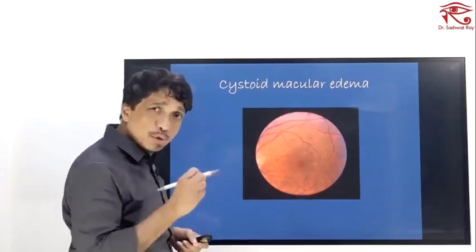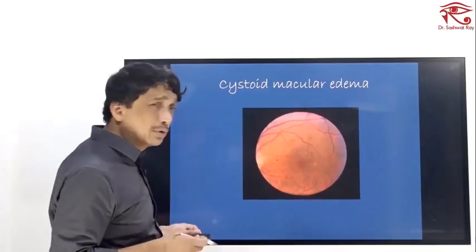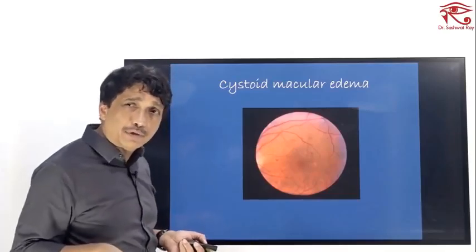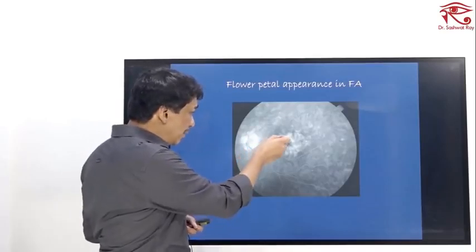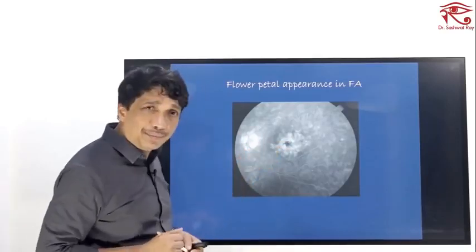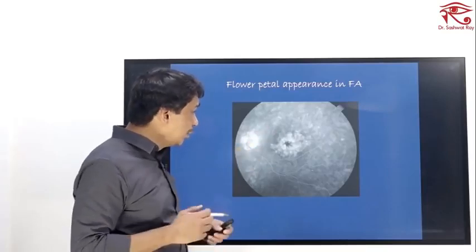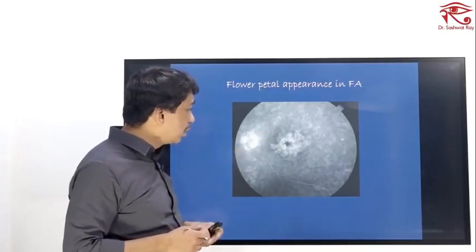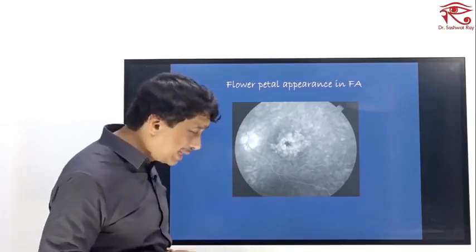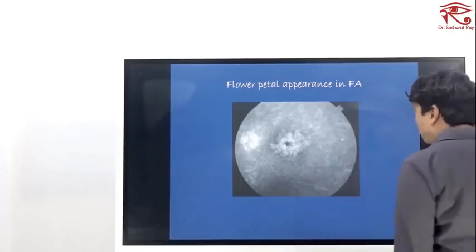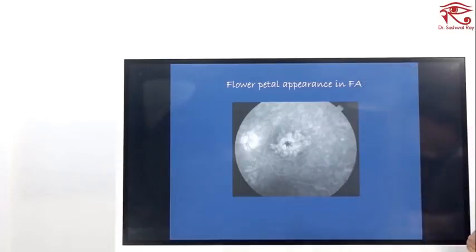But this is by far the most common cause of loss of vision in diabetic retinopathy, which you can further confirm by doing fluorescein angiography, which will reveal the famous flower petal appearance, the petaloid appearance, which you can see here. Fluorescein angiography will reveal the famous petaloid or flower petal appearance of cystoid macular edema. That tells us of cystoid macular edema in diabetic retinopathy, the most common cause of loss of vision.